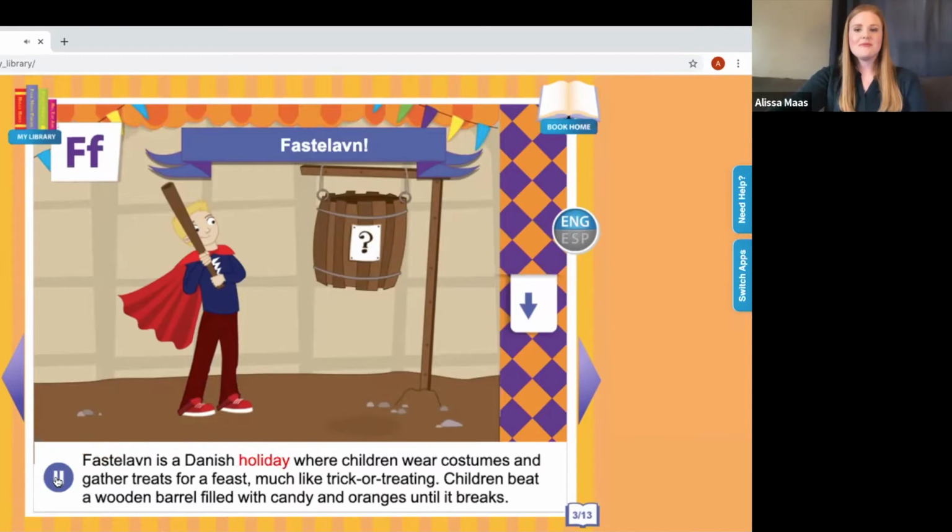Fastelavn is a Danish holiday where children wear costumes and gather treats for a feast, much like trick-or-treating. Children beat a wooden barrel filled with candy and oranges until it breaks. Let's pull down this arrow and see what happens.